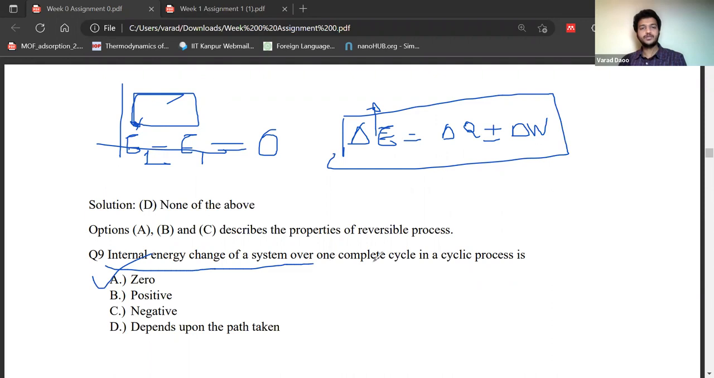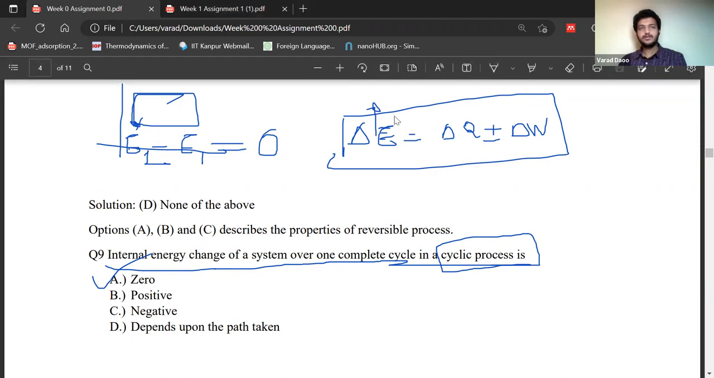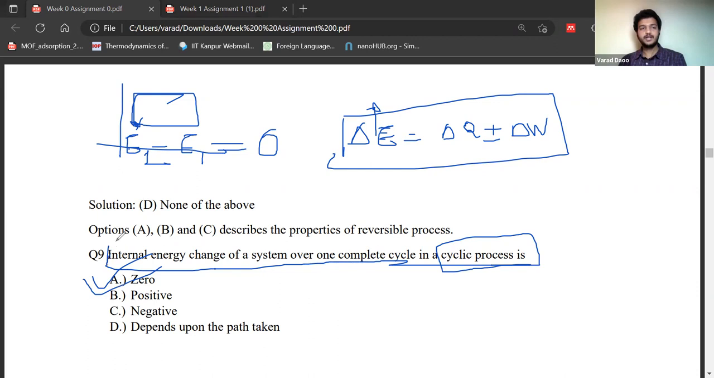So the internal energy change of a system over one complete cyclic process. The cyclic process is very important. The correct answer is 0, because internal energy is a state function, which depends only on the initial and final state. Okay, so does anybody have any question?